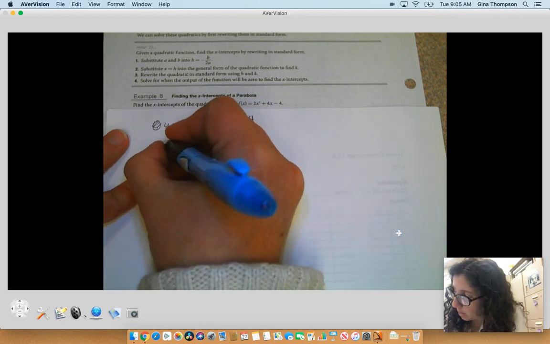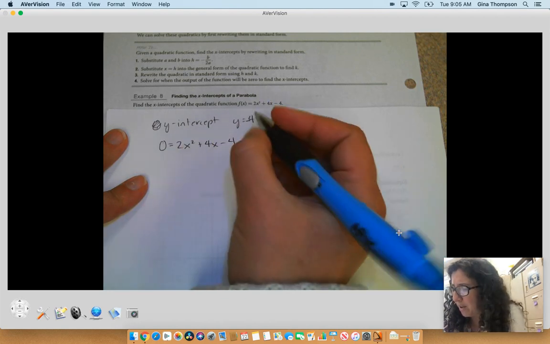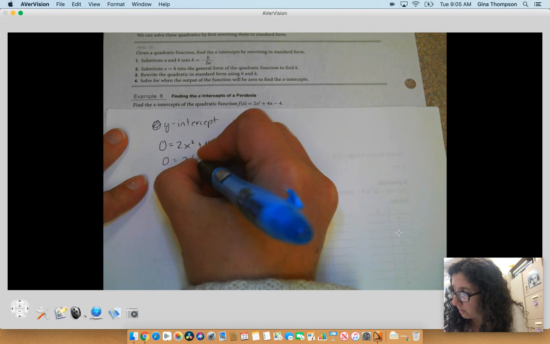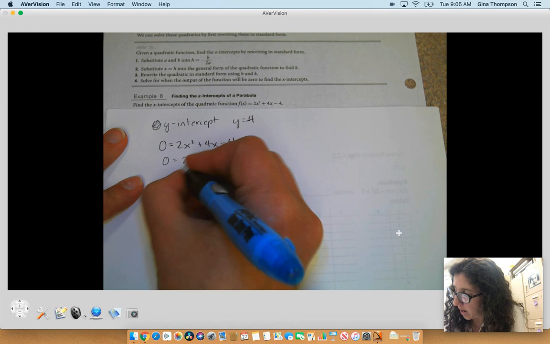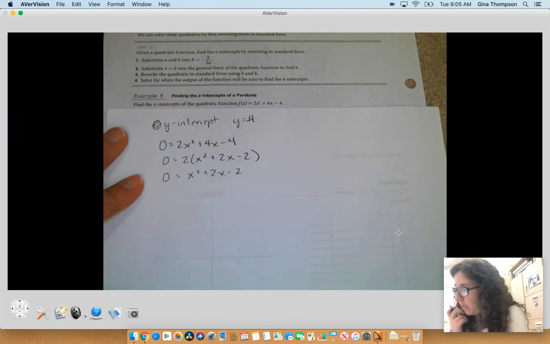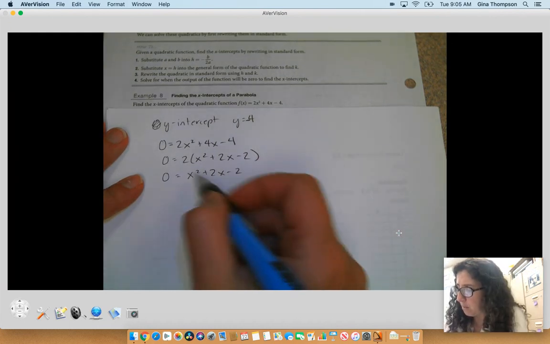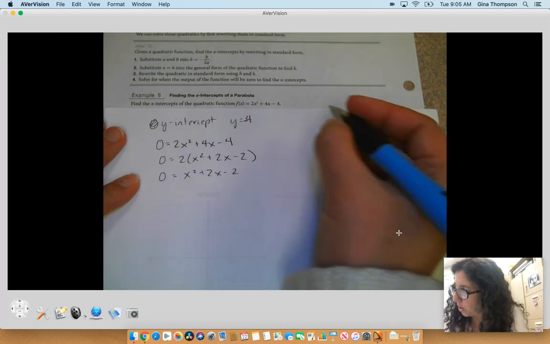So let's see. We're going to say 0 equals 2x squared plus 4x minus 4. Can I make this any easier? I could factor a 2 out of every term. That's going to look like that. So then I could divide everything by 2 and just get x squared plus 2x minus 2. All right, that looks like maybe I could factor it pretty easily. I'm looking for things that multiply to -2 and add to +2. Nothing comes to mind. So let's use the quadratic formula.